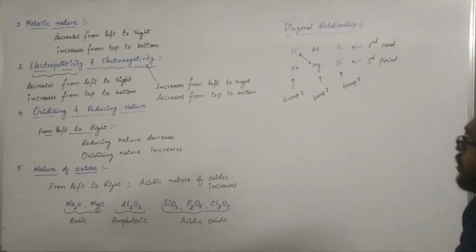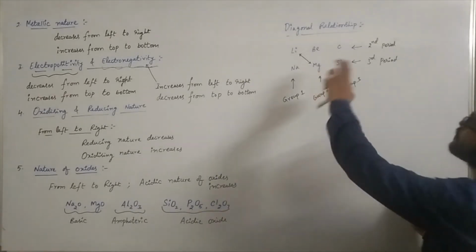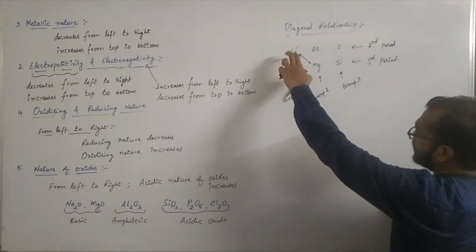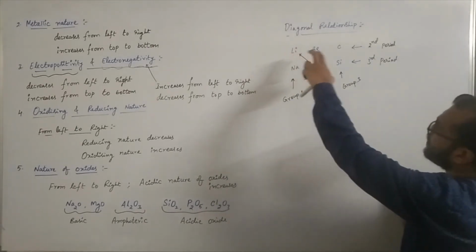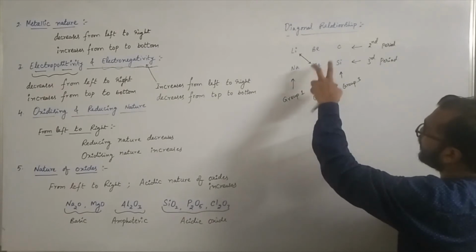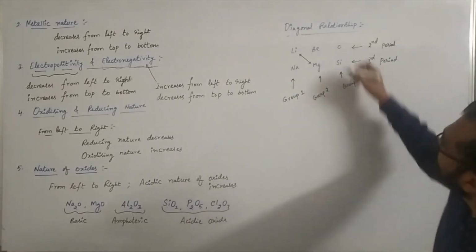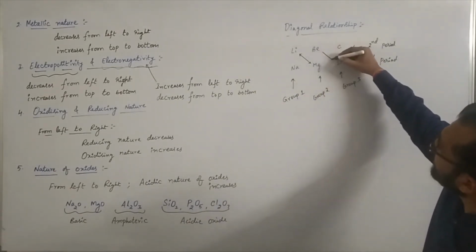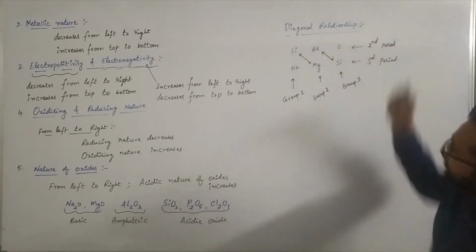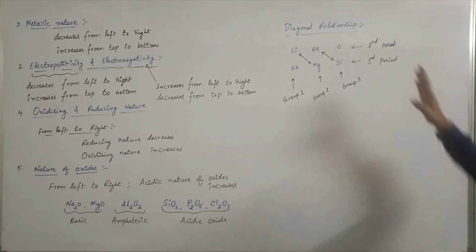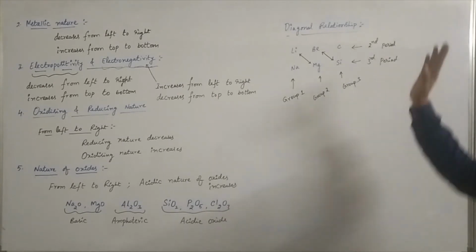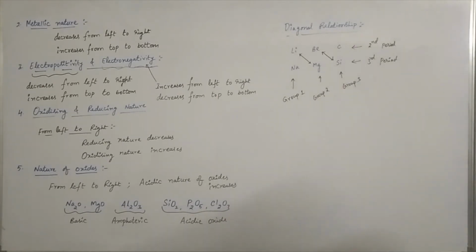So they have observed some similarity in properties between the first group, second period element, and the third period, second group element. Similarly, the relation between beryllium and silicon. So this is called diagonal relationship. This is not observed beyond this. Beyond carbon and silicon, the diagonal relationship is not observed.